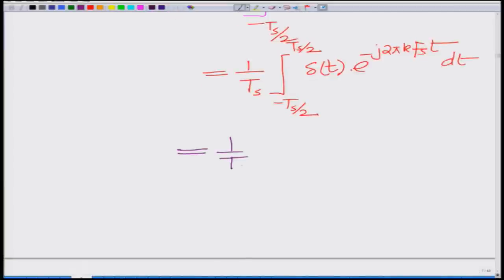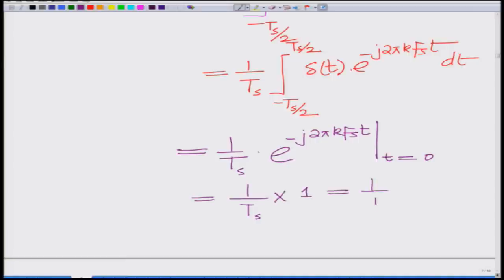Now, the integration with multiplying by delta t is very simple: when I multiply a function by delta t and integrate, that extracts the value of the function at t equal to 0. So this is simply e to the power of minus j 2 pi k f s t evaluated at t equal to 0, which is simply 1. So this quantity is simply 1 over T s into 1, so 1 over T s.